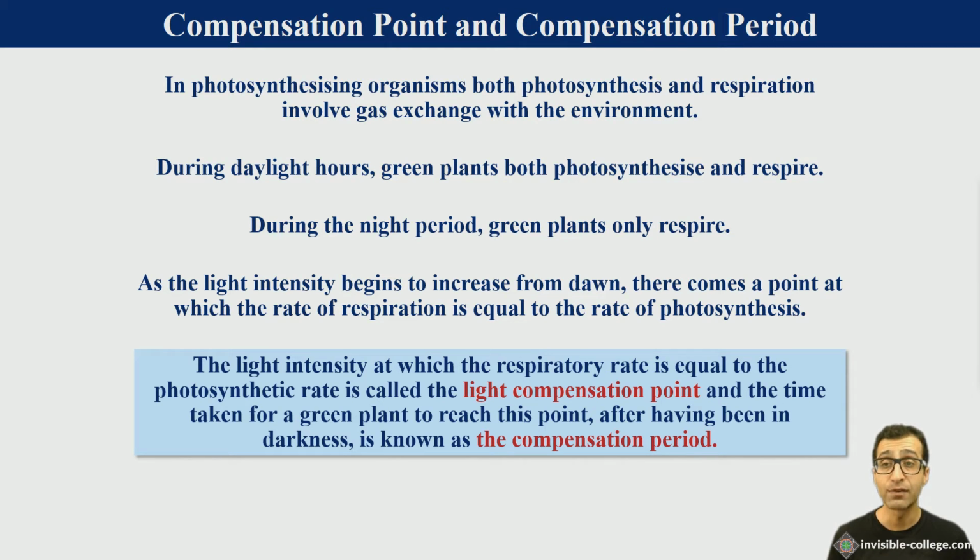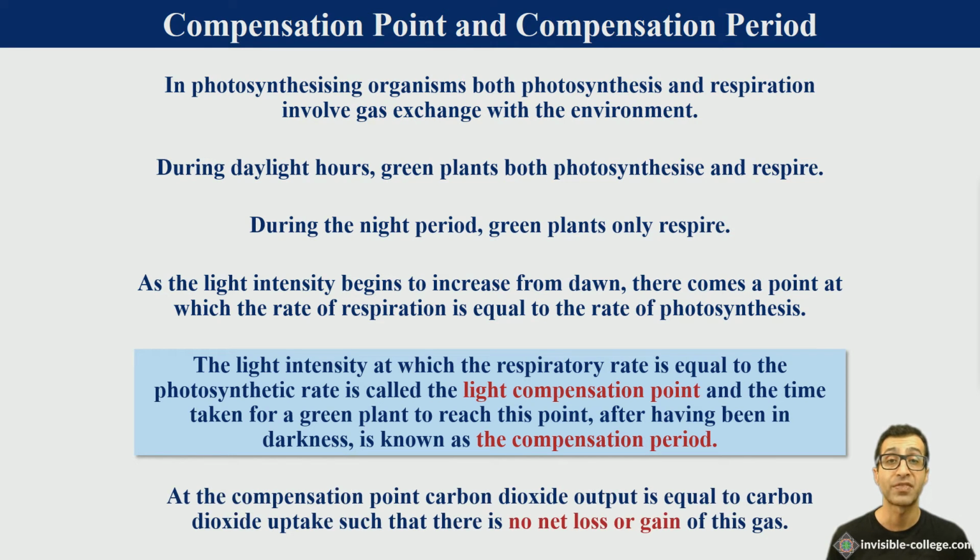Now, the time taken for a green plant to reach this point after having been in darkness is referred to as the compensation period. Now, at the compensation point, because the two processes of respiration and photosynthesis are happening at an equal rate, it means that the carbon dioxide concentration will remain constant. In other words, there is no net uptake or loss of carbon dioxide by the plant at this point.